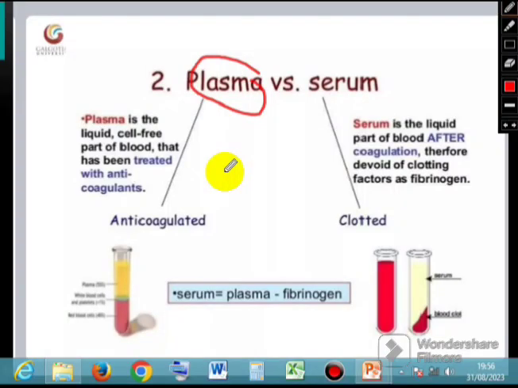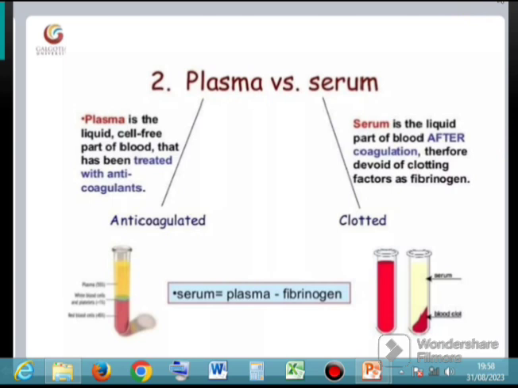Devoid of fibrinogen. That is serum. Those of you in the MLS department, you are going to be centrifuging blood, and you are going to separate the blood into plasma and serum. You are also going to separate the plasma from the serum in order to carry out some specific tests.